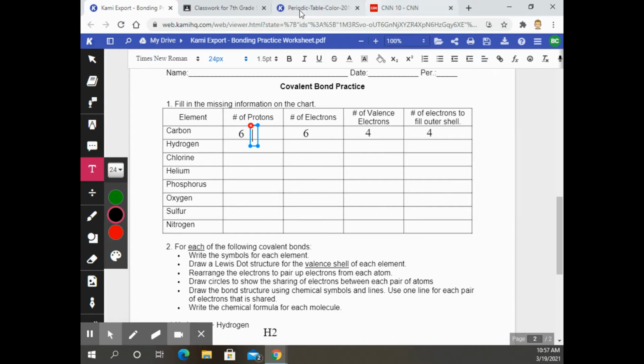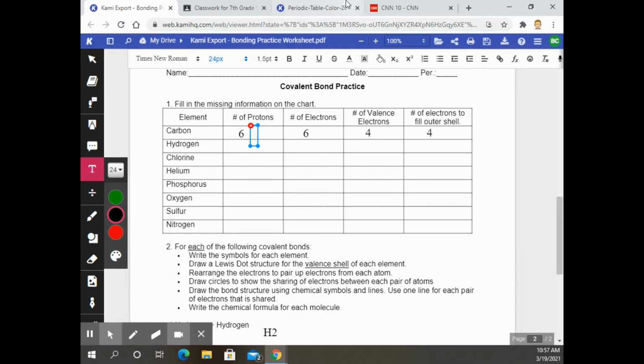Now, if I look up here, it says number of valence electrons and number of electrons needed to fill the outer shell. So other than hydrogen and helium, which are in the first level, hydrogen and helium only need 2 to fill its outer shell, correct? Because there's only 2 electrons go in that shell. Other than that, how many do the rest of them need? 8, right? They need 8 to fill that outer shell.